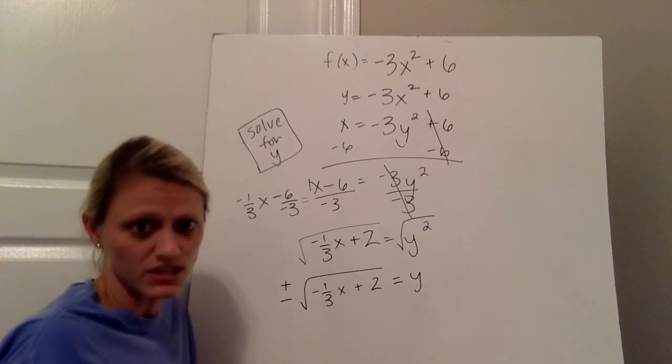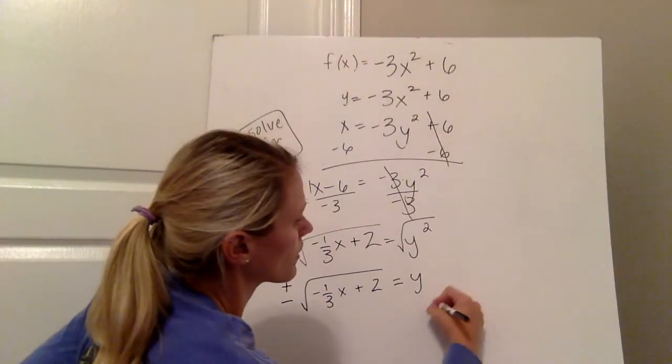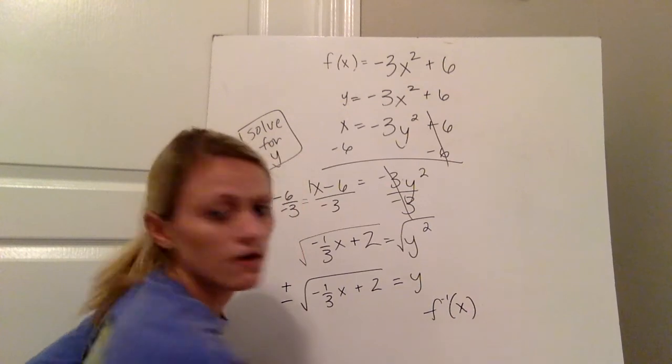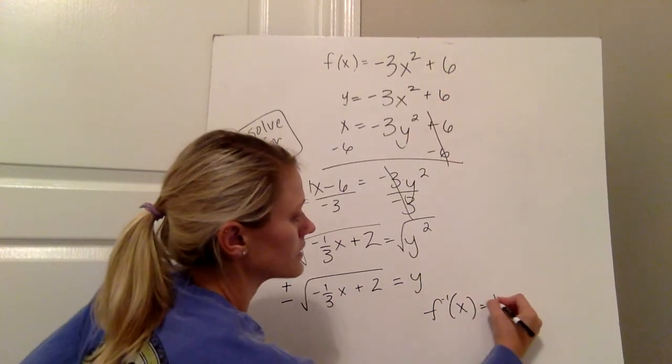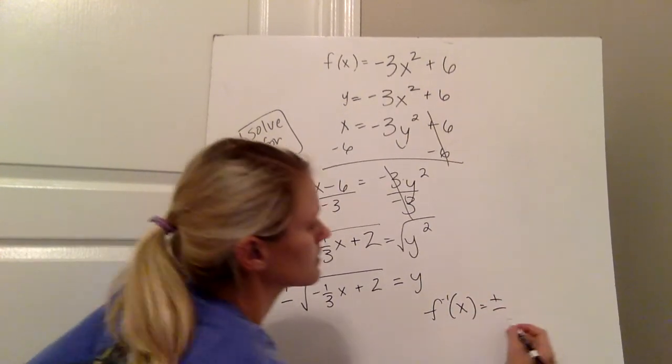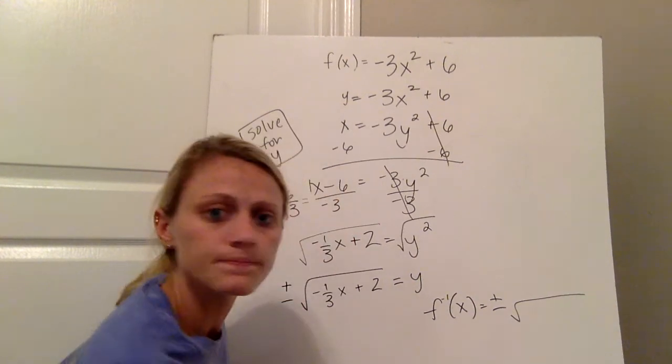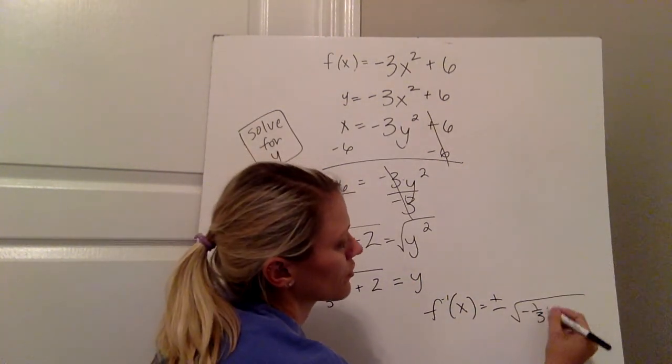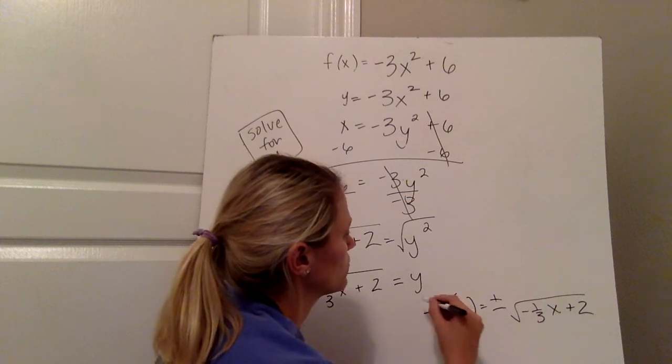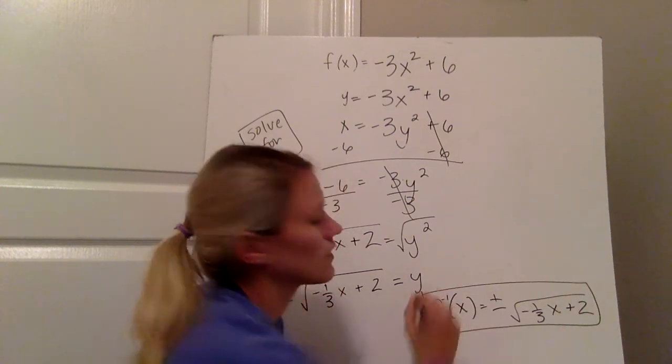Okay, so we've reached the end. That was our goal. So our inverse function is plus or minus the square root of negative 1/3 x plus 2. Done.